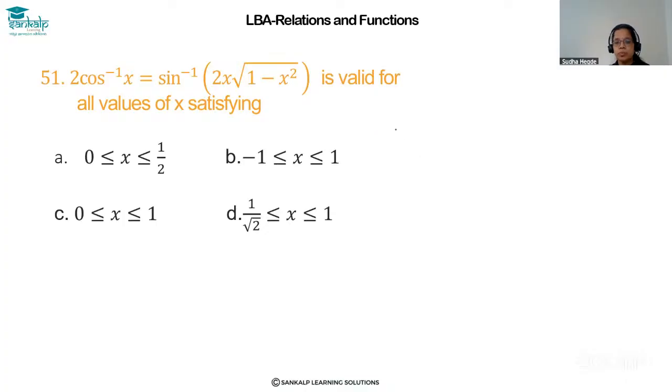Okay. Now let me take cos inverse x is equal to theta.